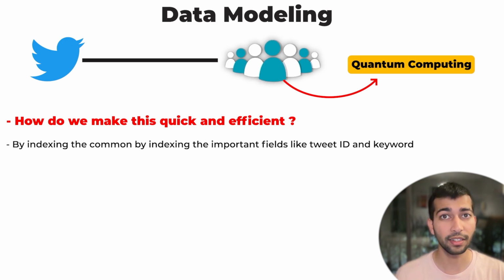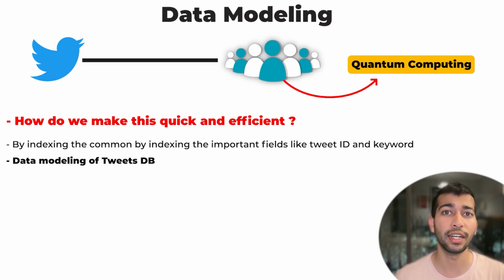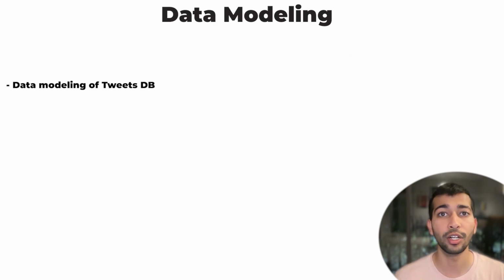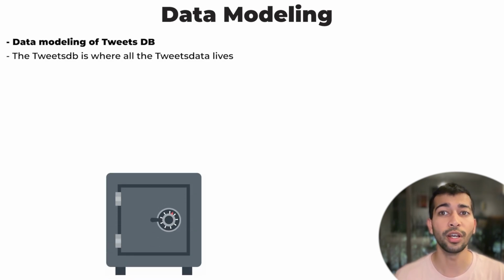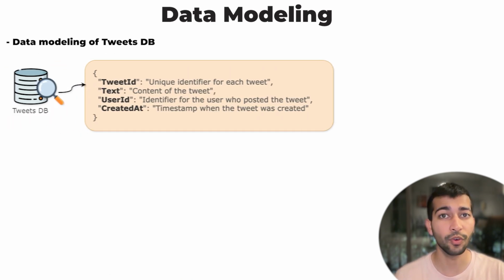So let's break this discussion into two parts. First, we'll discuss the data modeling of TweetsDB. Then we'll move on to the IndexedDB. So the TweetsDB. TweetsDB is where all the tweet data lives. Think of this as a main vault where the full tweet content is stored. So here's its full schema.